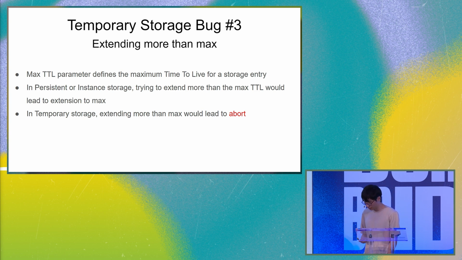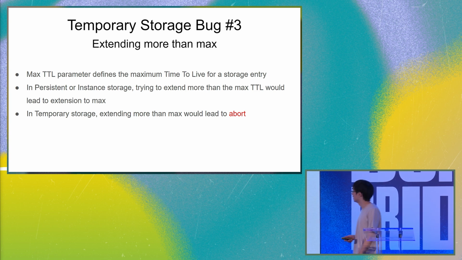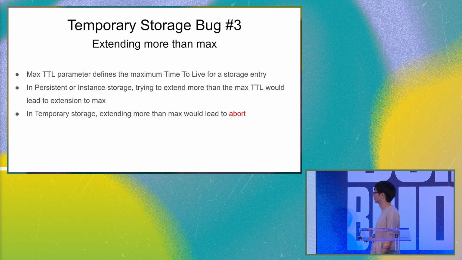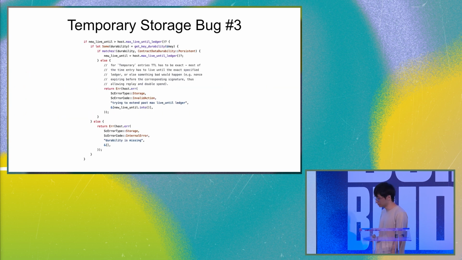One other big difference between temporary storage and persistent storage is that temporary storage will abort if you extend the TTL for too much. In contrast, persistent or instance storage does not. And the reason for this, and this is pulled from the Soroban host code of actually doing the TTL extension, is that because temporary storage gets deleted, the way the API is coded is it wants to guarantee that you'll at least get that amount of TTL extension.